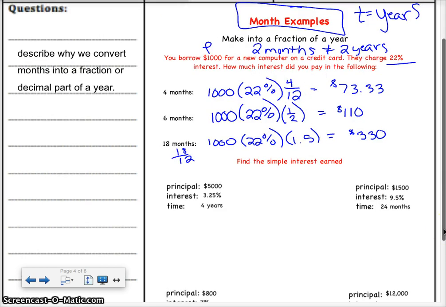Okay, we did the last 2 here. 6 months, what we did is 1,000 times 22%. 6 months is a half a year. That's where we get the half from. 18 months is 18 out of 12, which is a year and a half. So we went 1,000 times 22% times 1.5, and that gave us 330. And that's how these department stores earn money to lend you money for a TV or a computer. Those little purchases that you don't go to a big bank for, you just go to the department store. They earn quite a bit of money off of you pretty fast because they have that high interest rate.